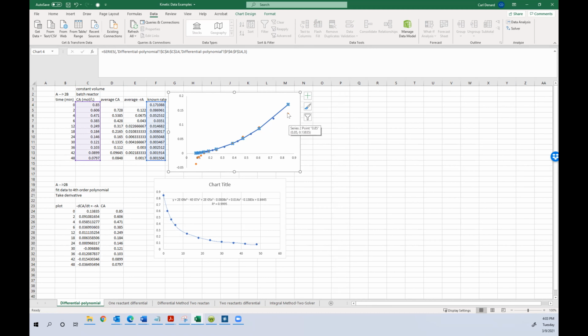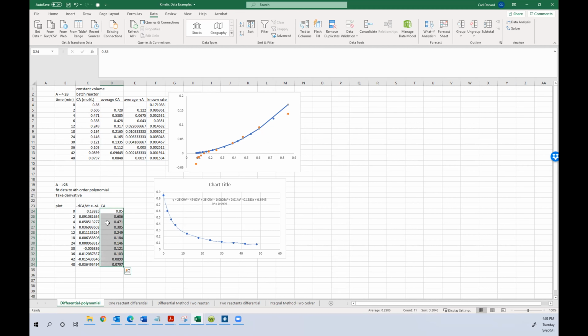Another way you can do this is using a polynomial. You could take every point of CA here and do a 6th order polynomial versus time. You could take those points and plot them, generate a 6th order polynomial, and then take the derivative of the polynomial, and that would calculate dCA/dt at every point.